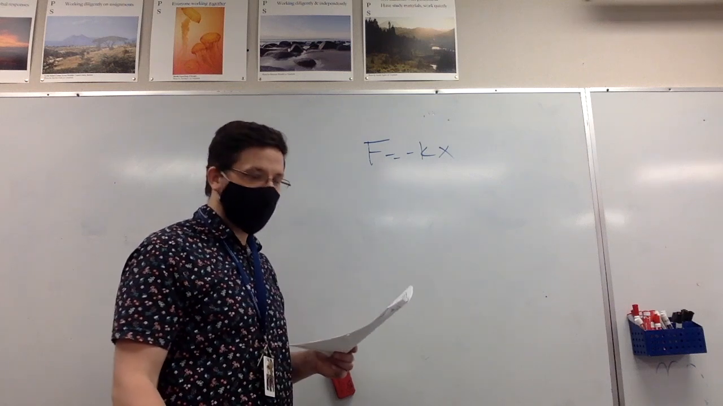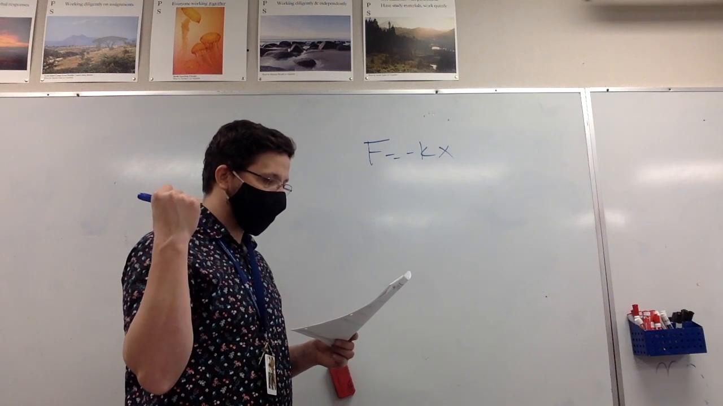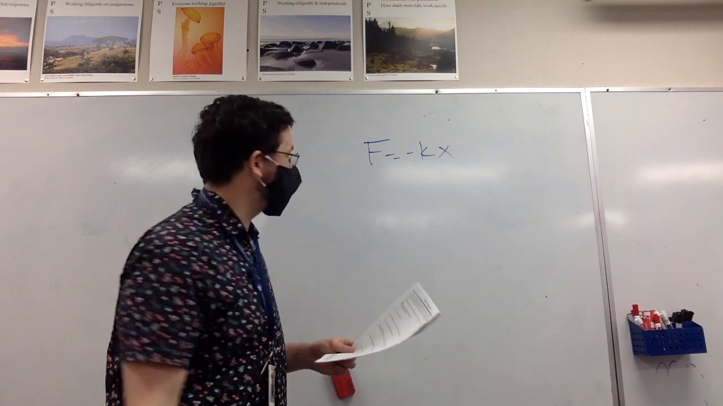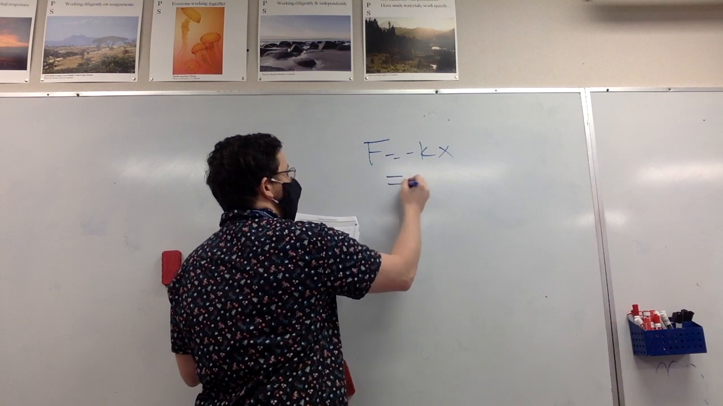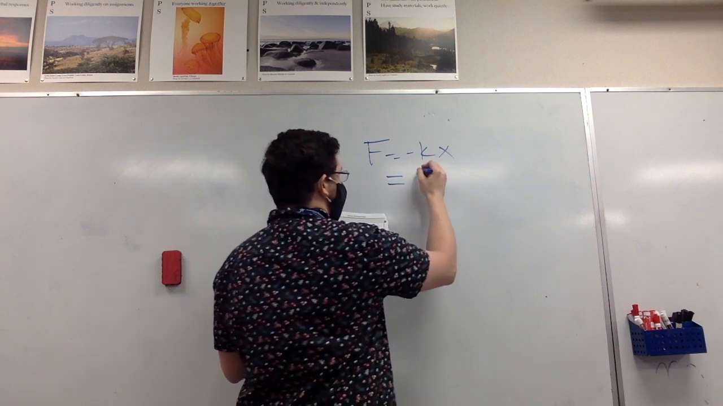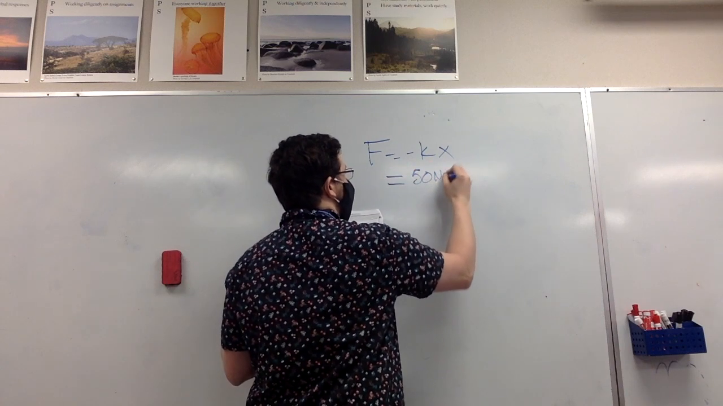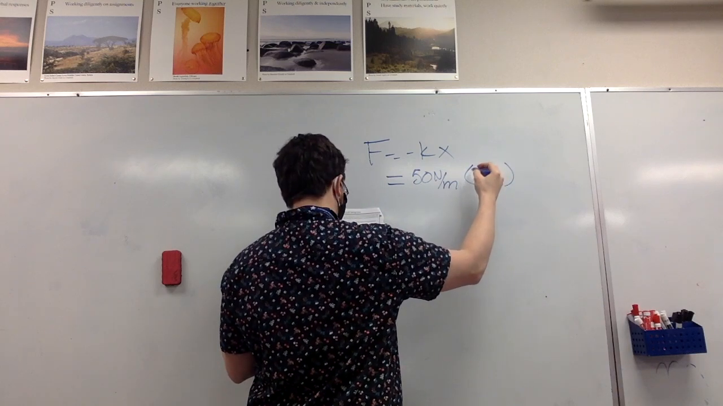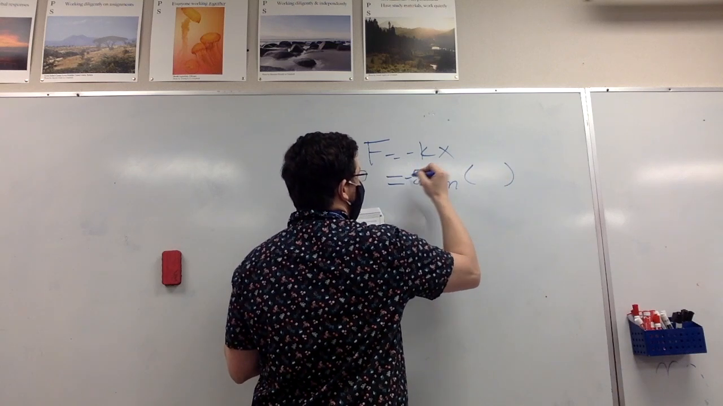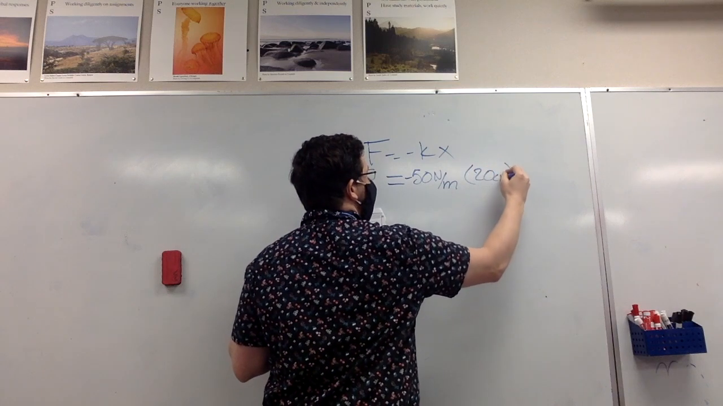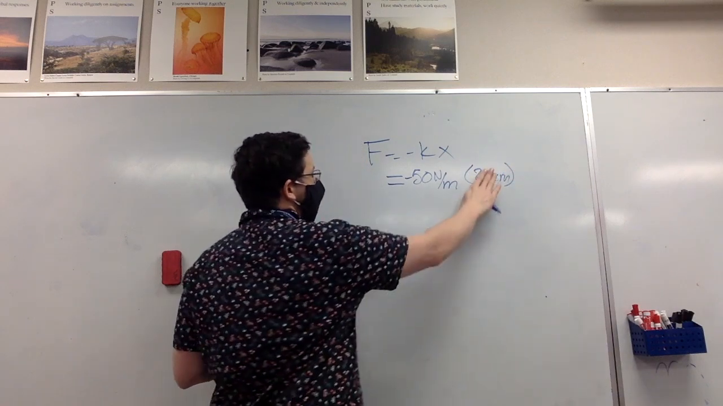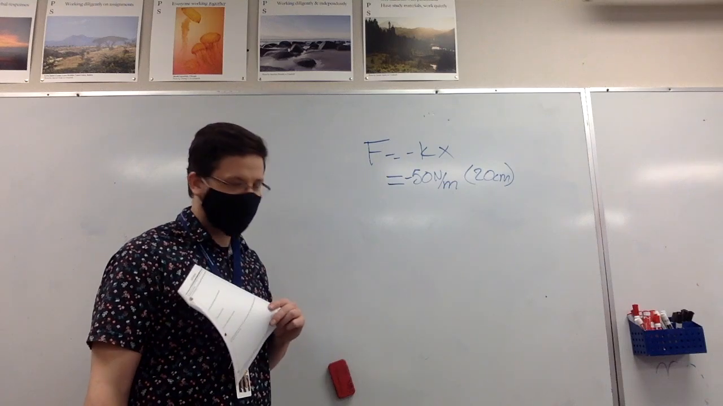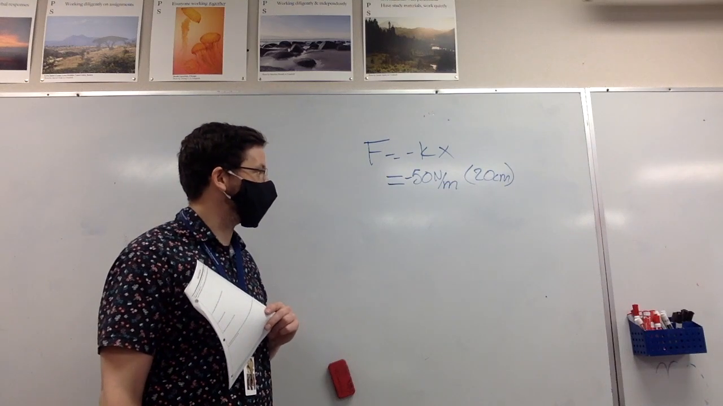No, we are not given force. We are given the spring constant and the distance. So the spring constant I'm going to go ahead and replace with 50 newtons per meter. And then it was displaced by 20 centimeters. So we should get 1,000 newtons, right? Yes. Wrong. What do I need to change?